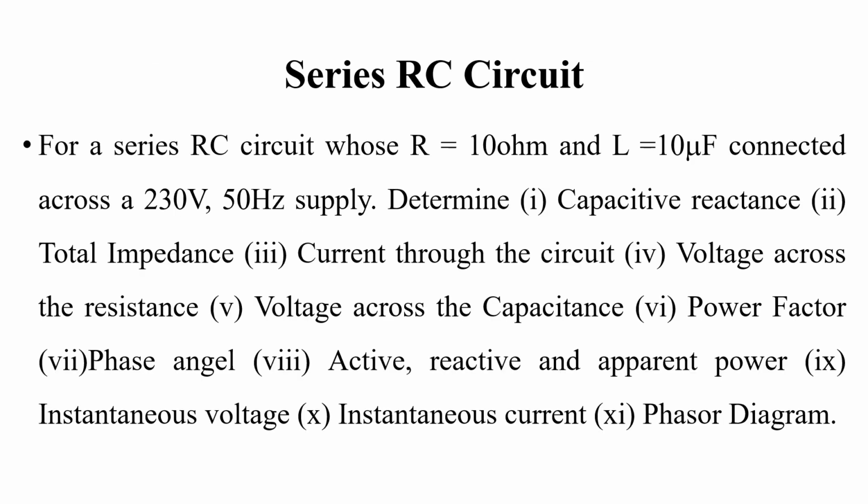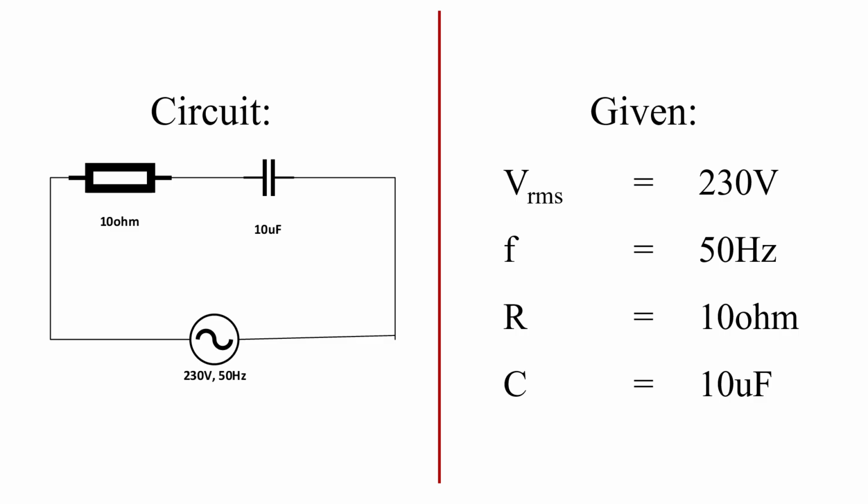Next, a series RC circuit. For a series RC circuit whose R equal to 10 ohm, C equal to 10 microfarad, connected across a 230 volt, 50 hertz supply, determine capacitive reactance, total impedance, current through the circuit, voltage across resistance, voltage across capacitance, power factor, phase angle, active, reactive and apparent power, instantaneous voltage, instantaneous current, and a phasor diagram.